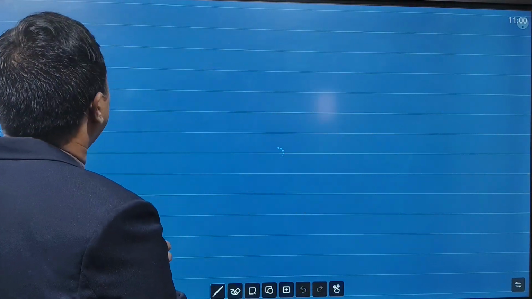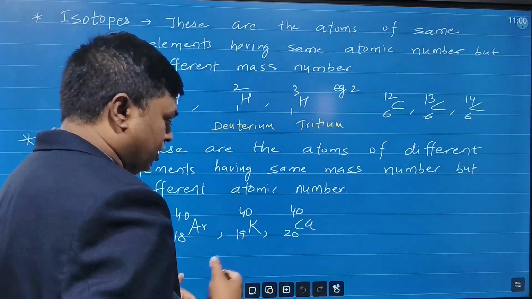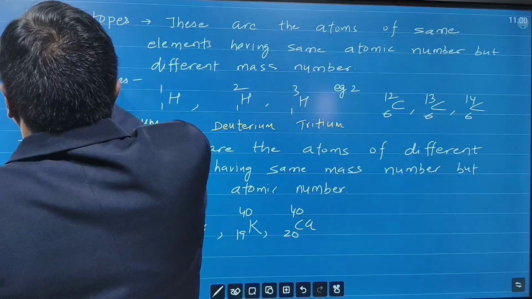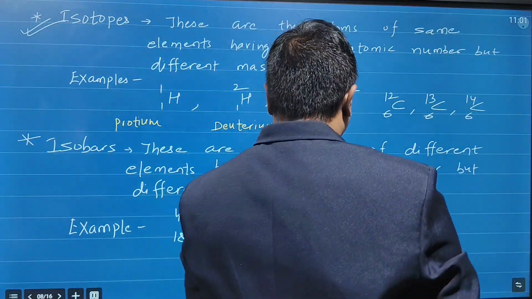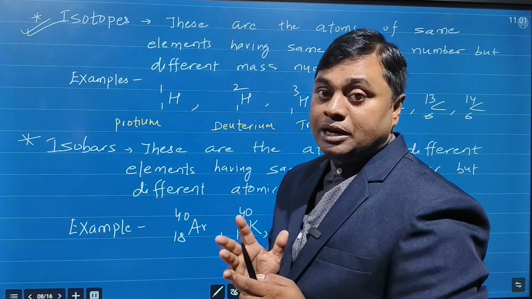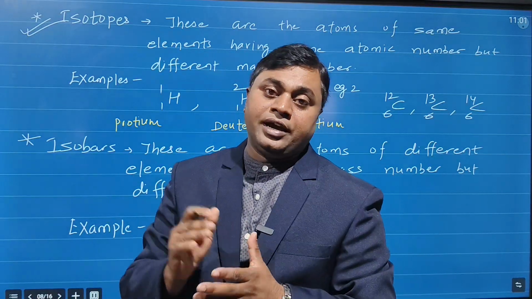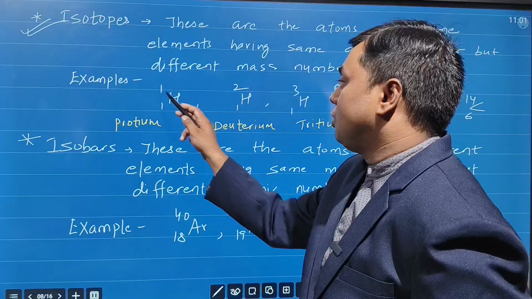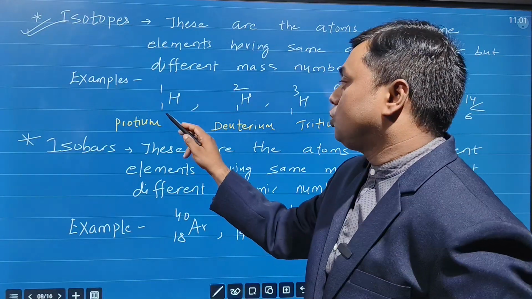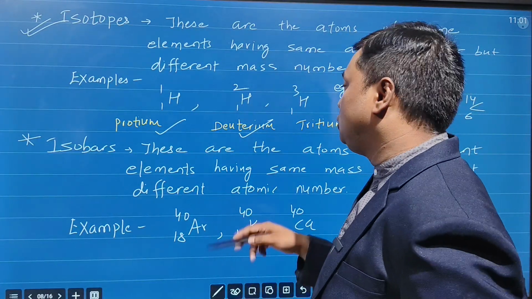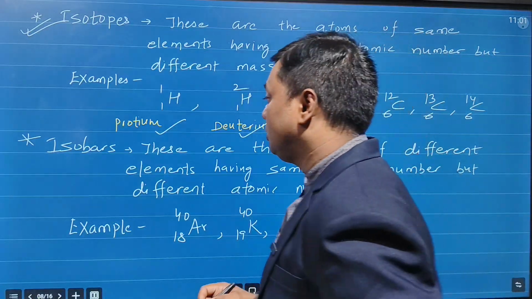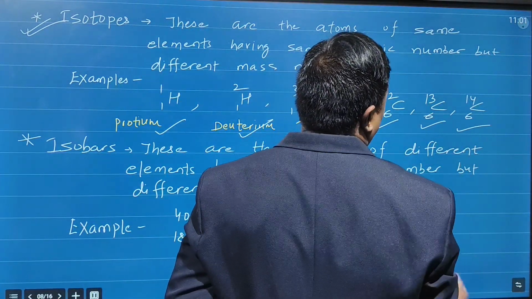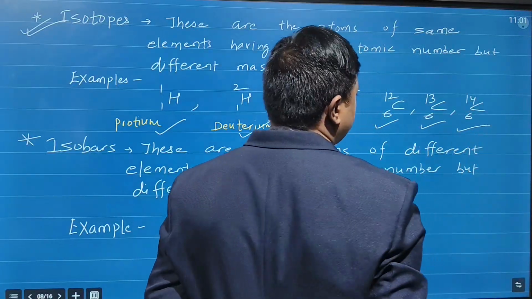So let's discuss some more concepts like isotopes. What do we mean by isotopes? These are the atoms of the same element having the same atomic number but different mass number. For example, hydrogen has three isotopes: H-1, H-2, H-3. The first is called protium, H-2 is called deuterium, and this is called tritium. Similarly, carbon has isotopes: carbon-12, carbon-13, carbon-14. Their atomic numbers are the same but mass numbers are different.